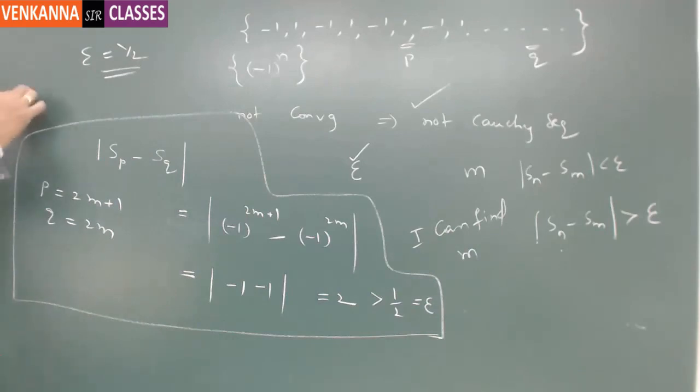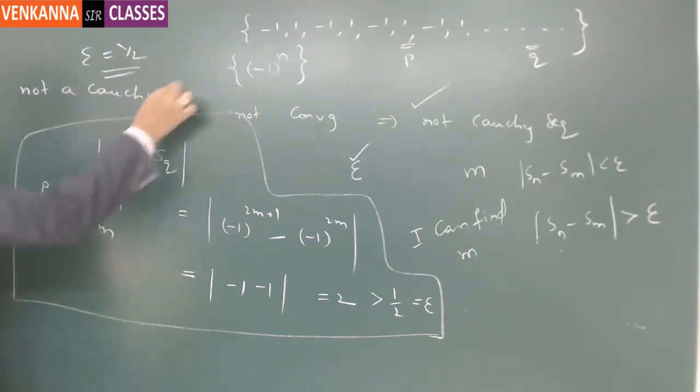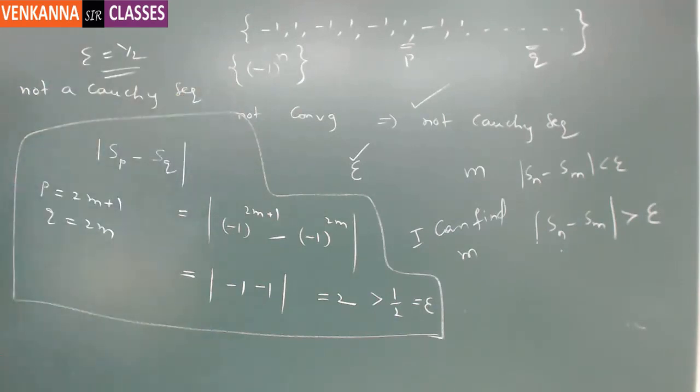So the sequence is not a Cauchy sequence. If you are proving that the sequence is not a Cauchy sequence, it means that you take epsilon equal to some number, any number, 1/2, 1/3, 1/4, anything you take. In the whole sequence, you can take any two terms. If the difference of the terms is greater than epsilon, it means it is not a Cauchy sequence.